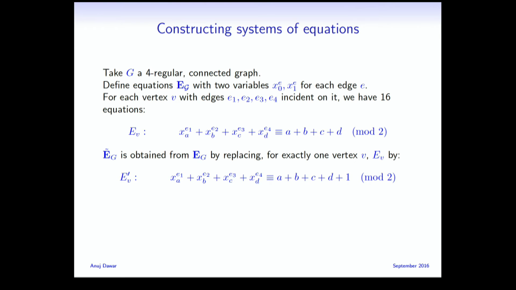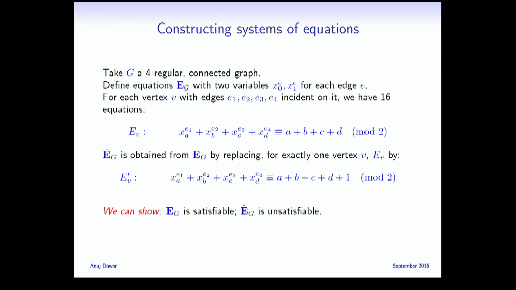Now, from EG, I define a different one, which I'll call E tilde G, which is exactly the same, but I pick one vertex, V, at random, and for that vertex, I change all the 0s to 1s and all the 1s to 0s on the right-hand side. Okay, so I add 1. That's my system E tilde G. And the claim is, first of all, that this original system is satisfiable. The second one isn't. And then I'm going to show that, for a suitably chosen G, and I'll have to explain to you what that is, these things are going to be indistinguishable in CK.